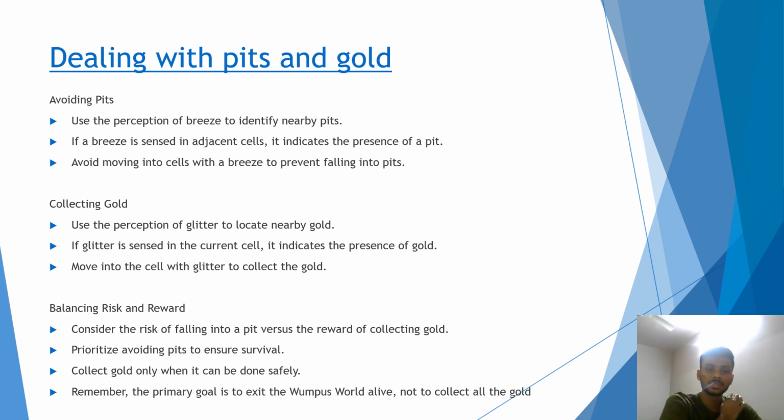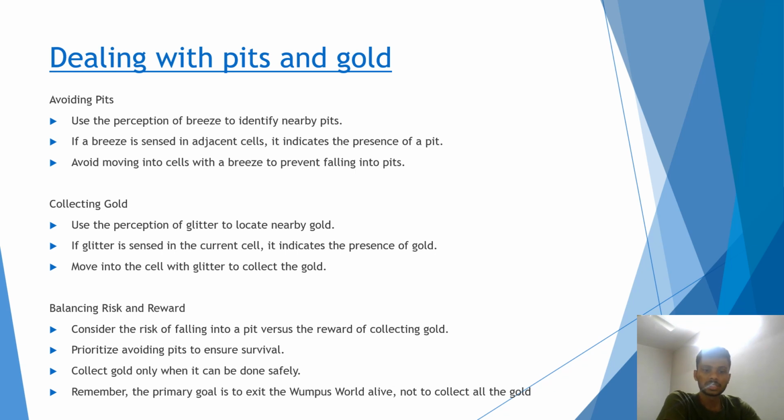Now coming on to dealing with the pits and gold. Avoiding pits. Use the perception of breeze to identify nearby pits. If a breeze is nearby, a pit is nearby. Simple. If a breeze is sensed in an adjacent cell, it indicates the presence of a pit. Avoid moving into cells with the breeze to prevent falling into pits.